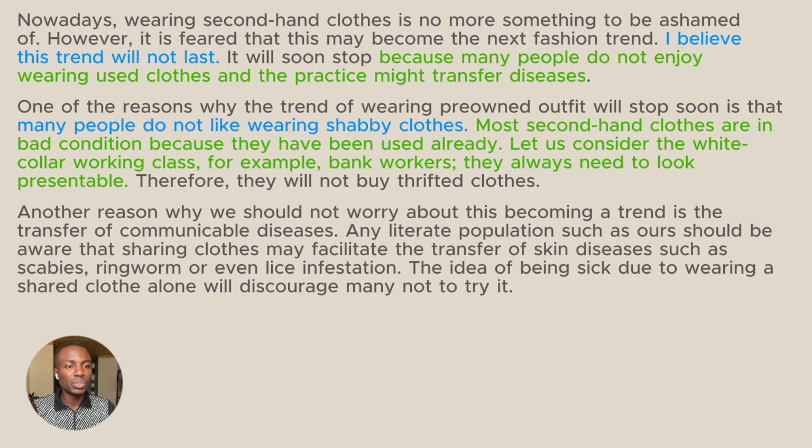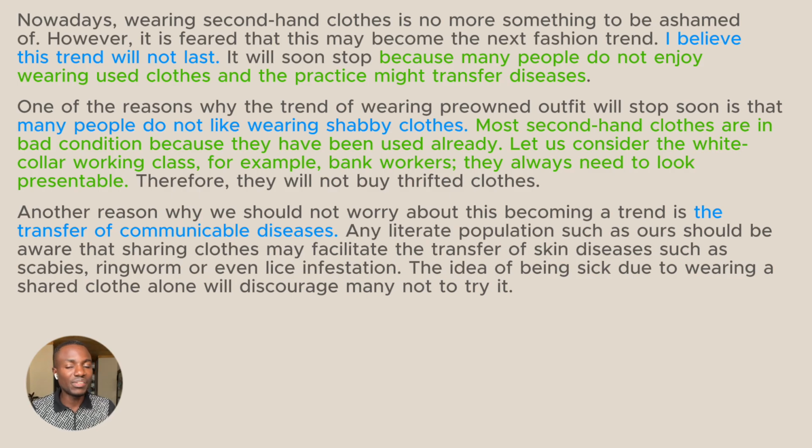Another reason why we should not worry about this becoming a trend is the transfer of communicable diseases. Now, this again, the first sentence of the paragraph is giving us the main idea of the paragraph, and the main idea of the paragraph is that wearing second-hand clothes might lead to people contracting diseases. What are the details we give to support this point we made?